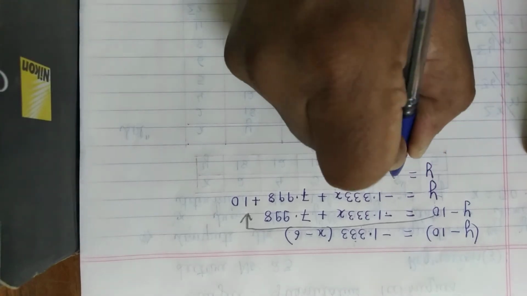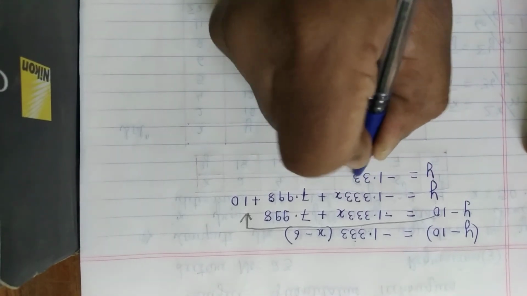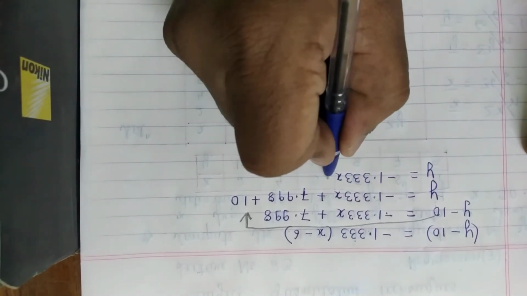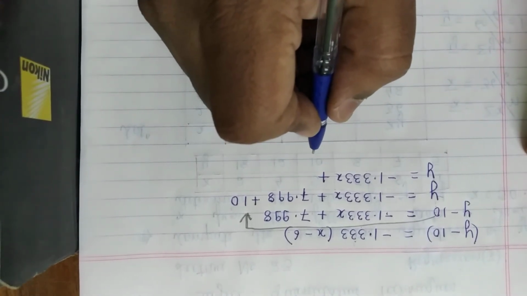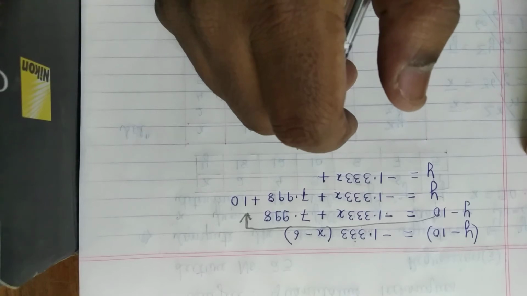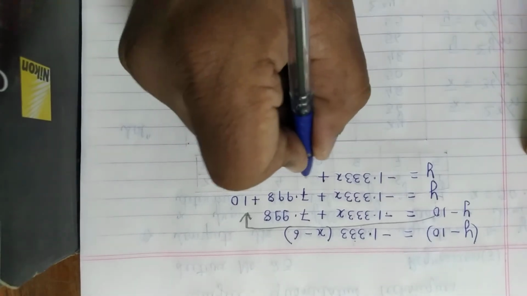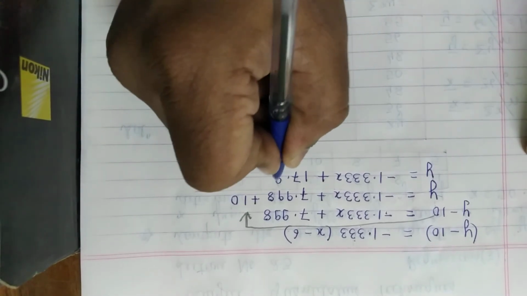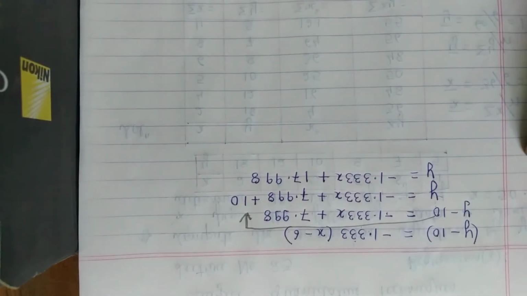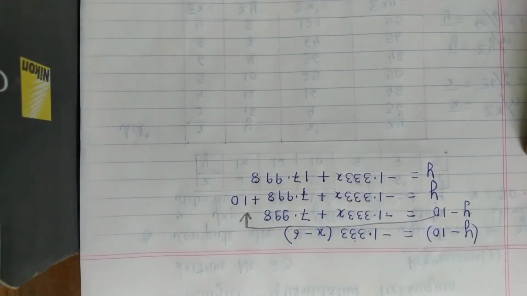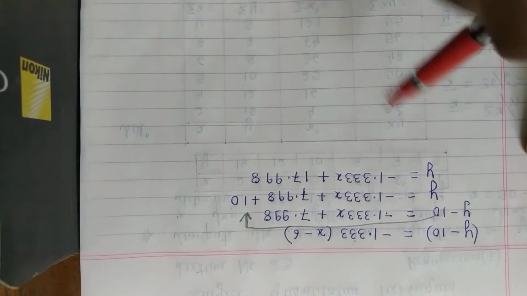Y equal to minus 1.333x whatever it is plus 10. So once you add plus 10, it becomes 17.998, or 998 if you're getting both right. The answer is close to 18. So this is your regression equation.